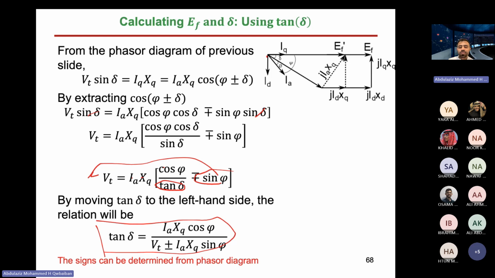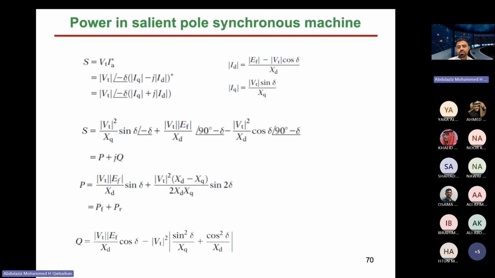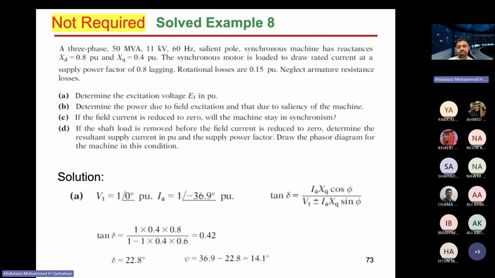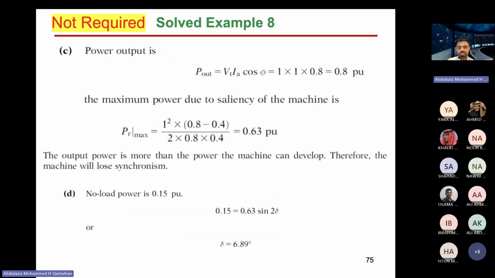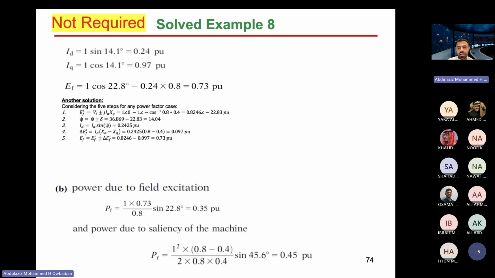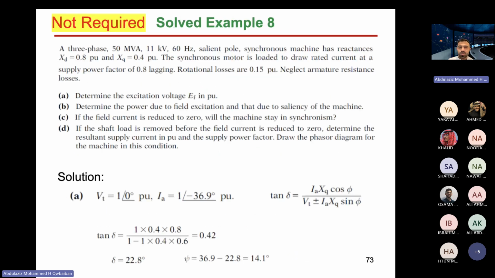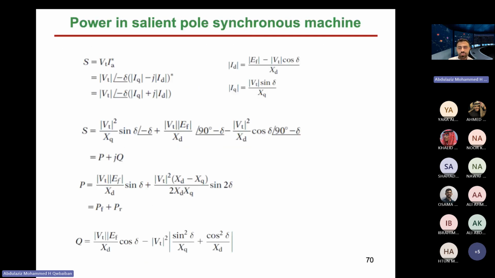So the signs can be determined from the phasor diagram, whether it's a motor or generator. This equation, I'm not going to ask you a problem on it in the exam. As you may see here, this example, which uses this equation, is not required, but feel free to explore it. I think it's a good exercise, but I'm not going to ask you exam problems on salient poles. We just need to understand the concept.